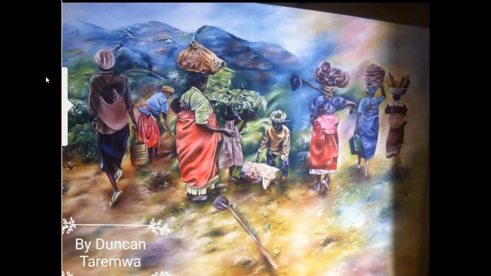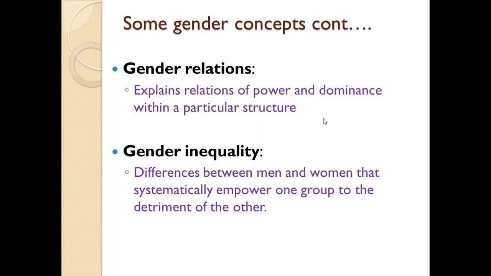Yeah, so this is just a beautiful picture by Duncan Tarema, showing some of the gender roles and what women are involved in some communities, of course. So we have many gender related concepts, some of which we can't finish all here. There are so many, but I've attached a UNICEF glossary that has all sorts of concepts related to gender. You can take a look and get interested in some. So we shall just pick a few.